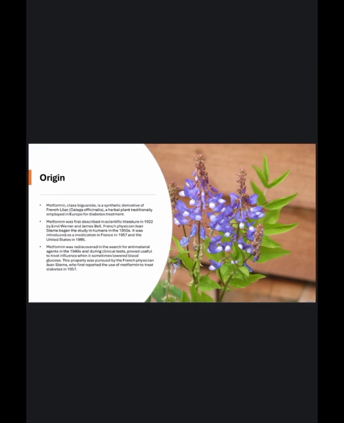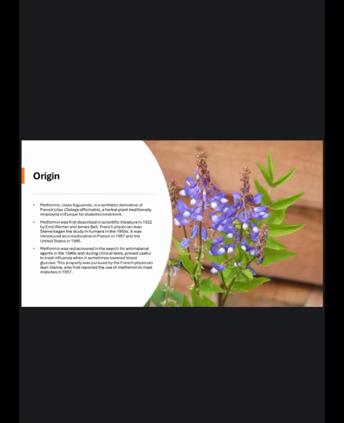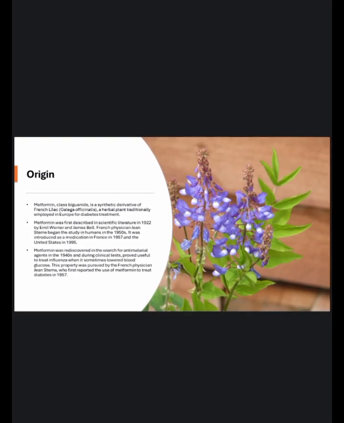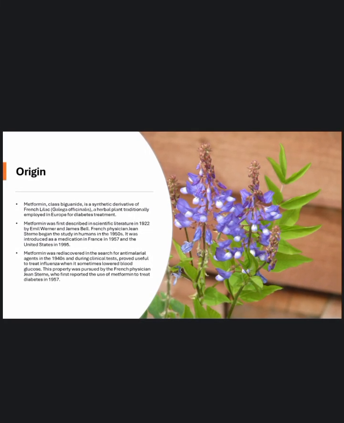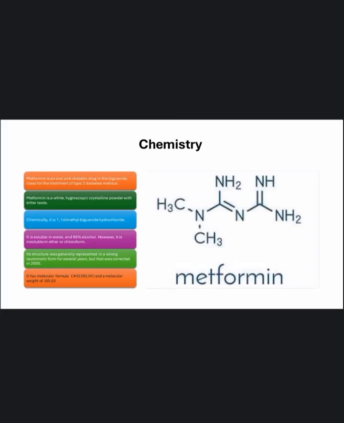Origin of metformin. Metformin was first described in scientific literature in 1922 by Emil Werner and James Bell. Metformin is a synthetic derivative of Galega officinalis, also known as French lilac, which is a herbal plant traditionally employed in Europe for diabetes treatment. It was introduced as a medication in France in 1957 and in the United States in 1995.